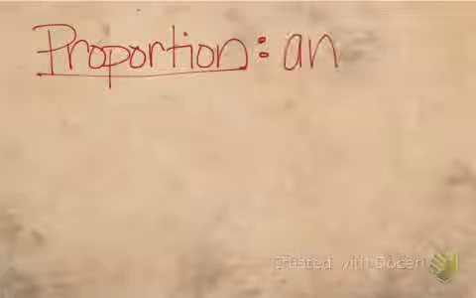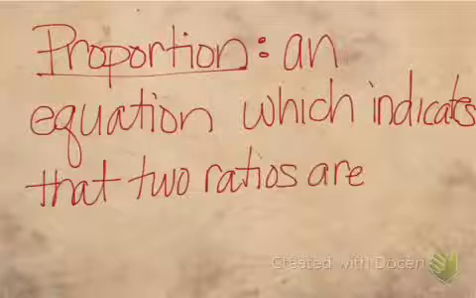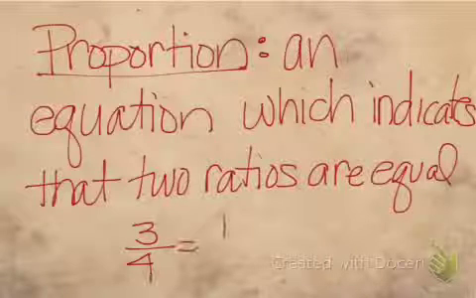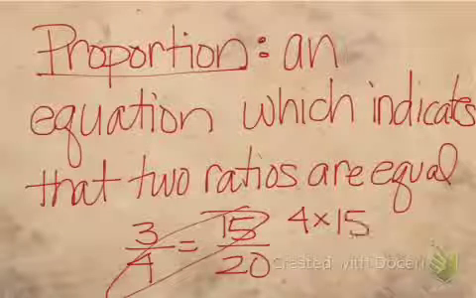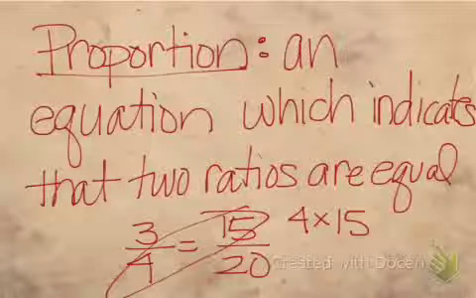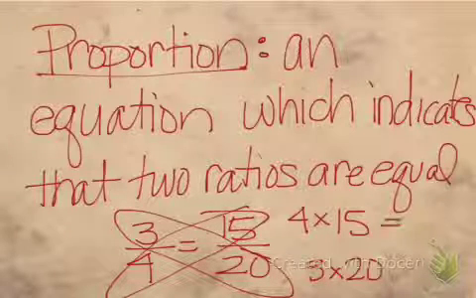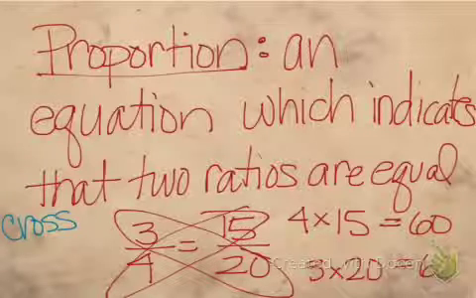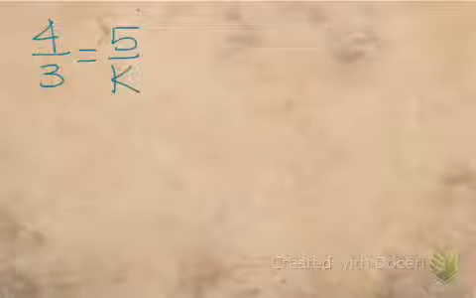A proportion is an equation, and the equation indicates that two ratios are equal. So an example of a proportion would be 3/4 is equal to 15/20. And when you have a proportion, you can look at the cross products. So I can say 4 times 15 and 3 times 20. Both of those equal 60. So we would say the cross products are equal. So proportions are helpful in solving when you have two ratios.